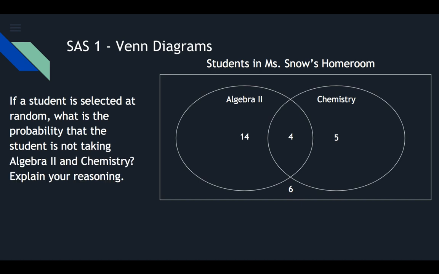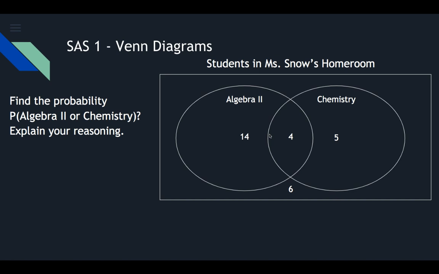How about the probability of not taking Algebra 2 and chemistry? That's students that are taking neither, and we discussed that. That's this number lying outside of the circle, because anything inside is taking one of the classes. So the probability is 6 out of 29. We know that everything is out of 29, because that's the total number of students.